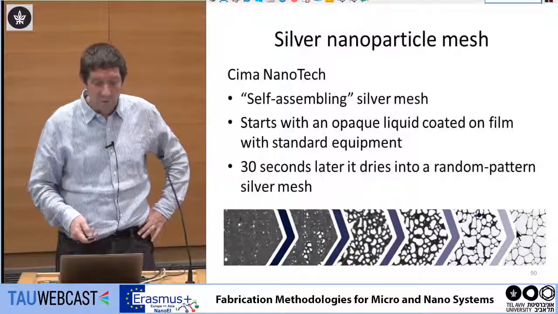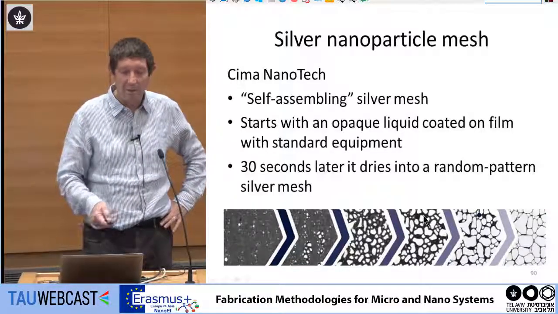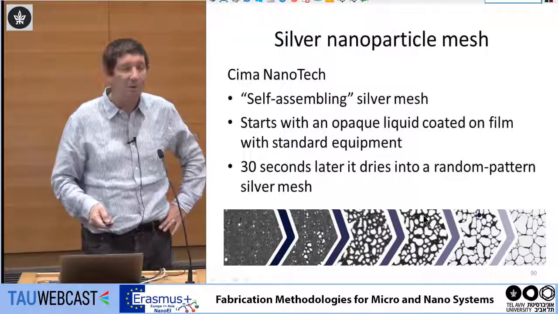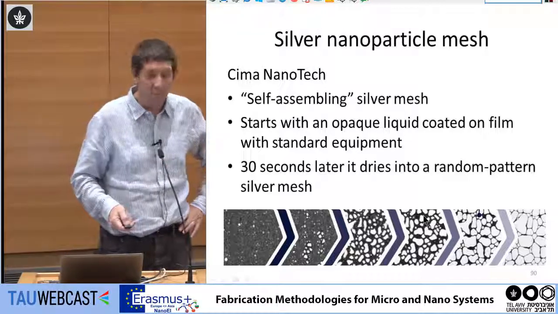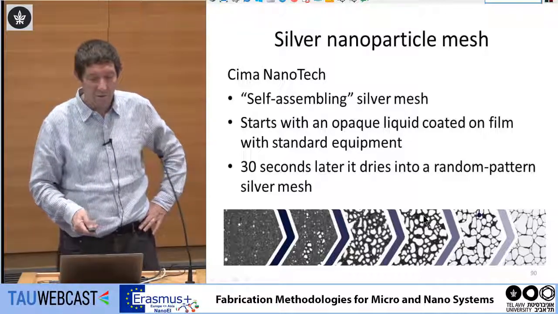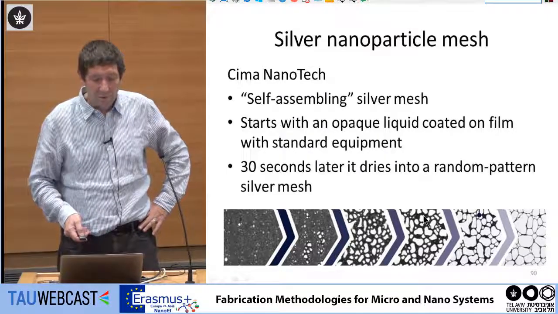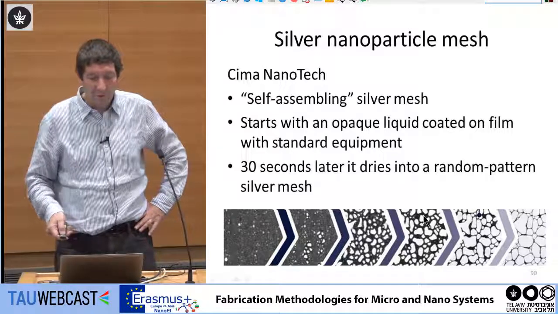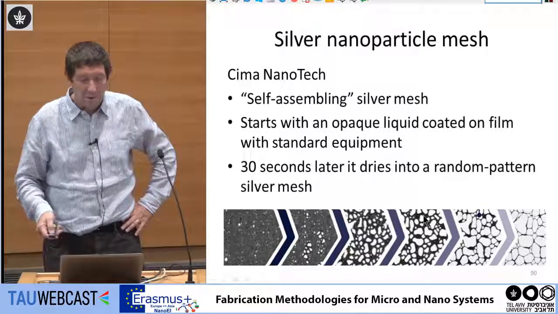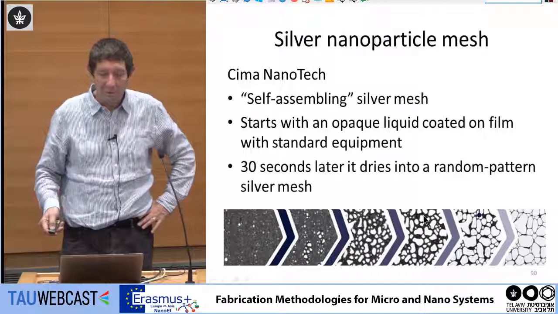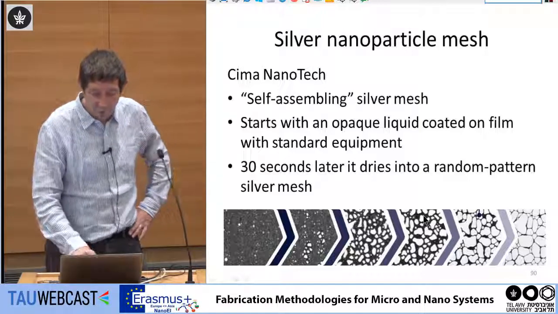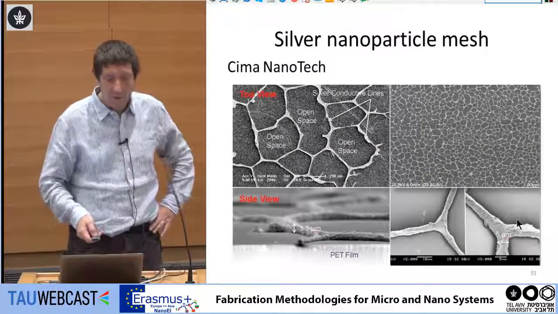This is how it looks. By the way, one of the leading companies is Sima Nanotech, which was an Israeli company, being purchased by another company. You deposit the metal nanoparticles. Initially, it's opaque, but as the nanoparticles coalesce, you have a random pattern, silver mesh, and this is how it looks.